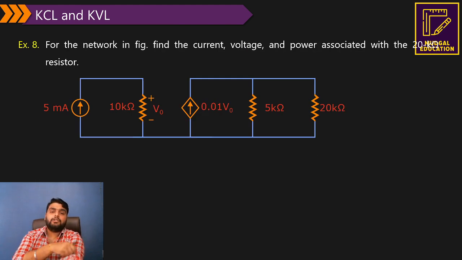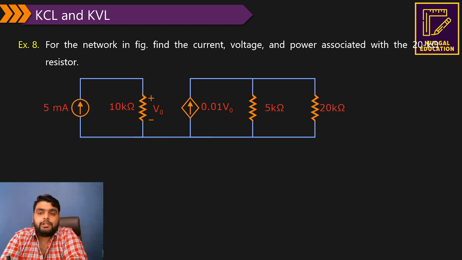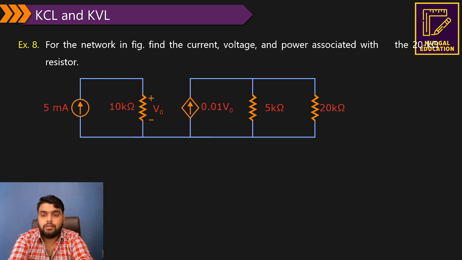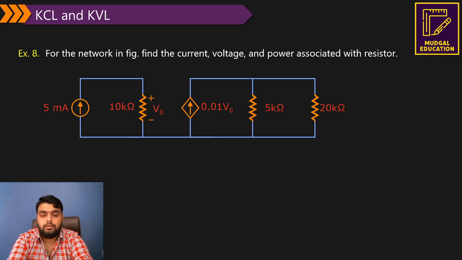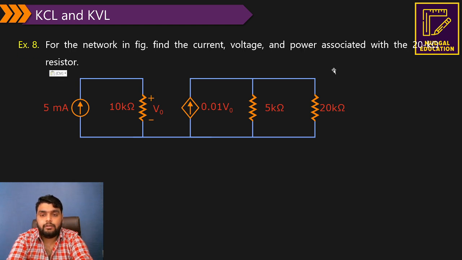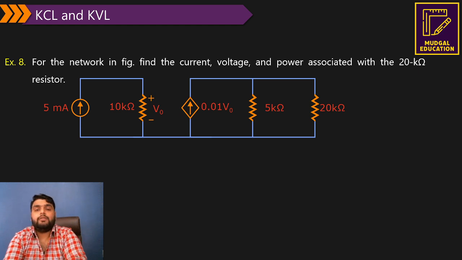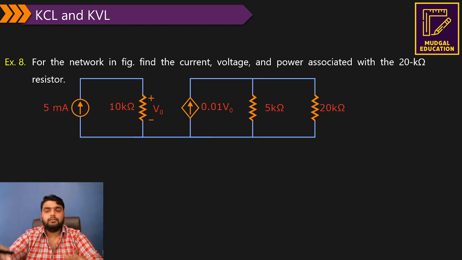Now next, for a network shown in a figure, find the current, voltage and power associated with the 20 kilo ohm resistor. So they are saying you need to find out current, voltage and power associated with a 20 kilo ohm resistor. Let me show you the complete question. So they are asking with a 20 kilo ohm resistor. I hope you are able to see it. Now how you can solve this? Let's solve this question one by one.